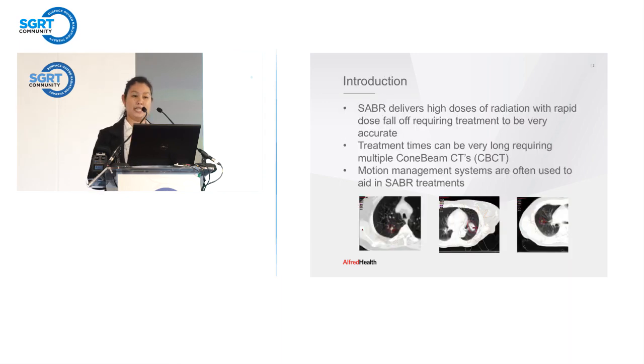So just a brief introduction into SABR. SABR delivers high doses of radiation to usually small tumours with rapid dose fall-off, requiring treatments to be really accurate. To help maintain accuracy, multiple cone beam CTs are often required, making these treatment times very long. Along with multiple cone beam CTs, motion management systems such as an SGRT system can help with maintaining positional accuracy. As we all know, SGRT uses 3D cameras to track a patient's skin surface, providing us with translational and rotational information that not only helps us during the setup of the patient, but also monitoring the patients during treatment.